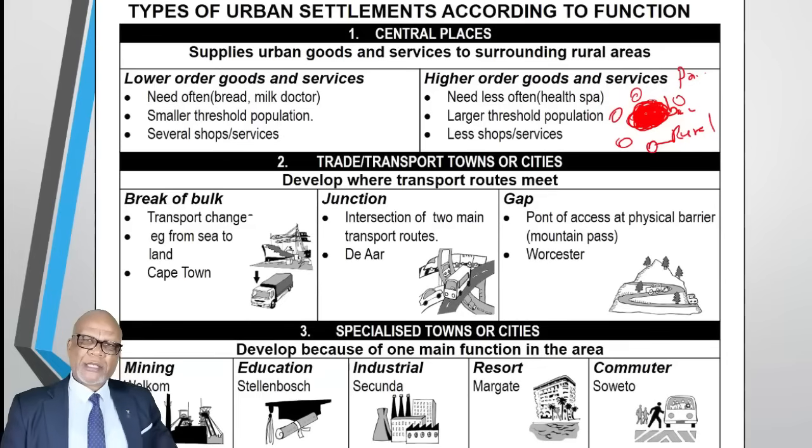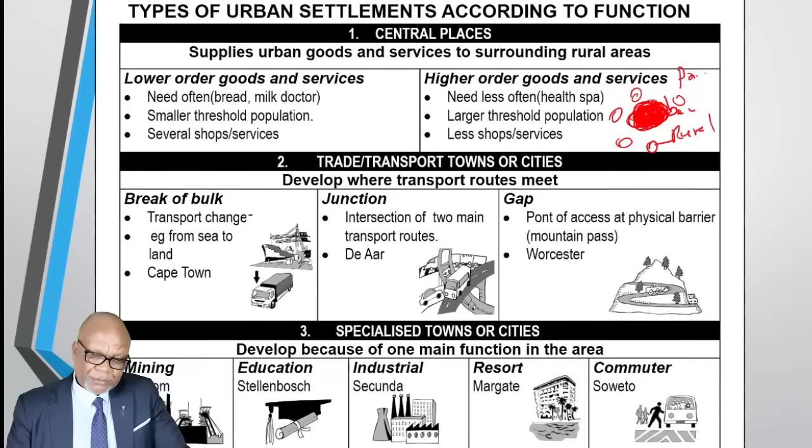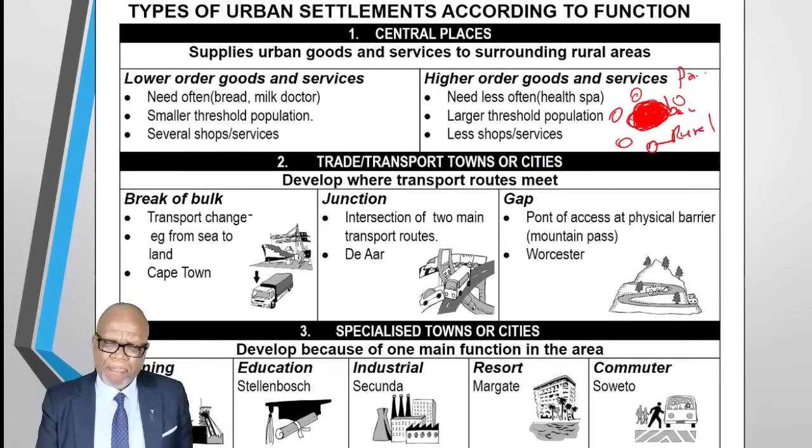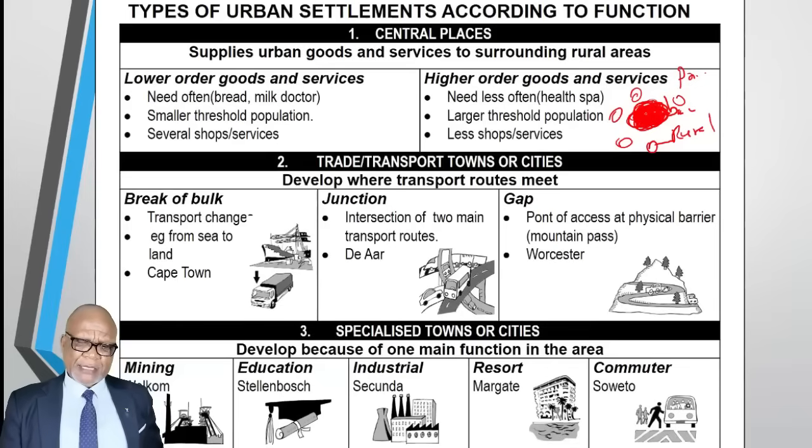So a central place is a town or urban settlement that provides goods and services to the surrounding rural area. Or you can simply say it provides urban functions. What are urban functions? Urban functions are secondary functions and tertiary functions. Then we have other types of town. And now, let's go back into central places. Under central places, we have what we call low order goods and services.